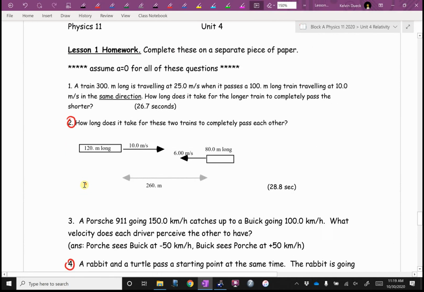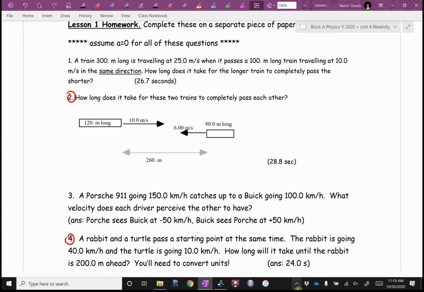Where there's a picture, there's probably enough room, but that's relative speed. Okay? Next lesson, probably Monday, we're going to find out that there's one object in the universe that does not behave this way, that does not add speeds together.